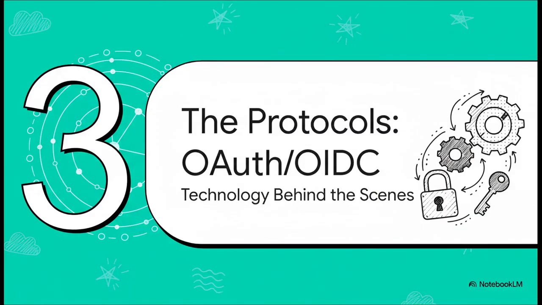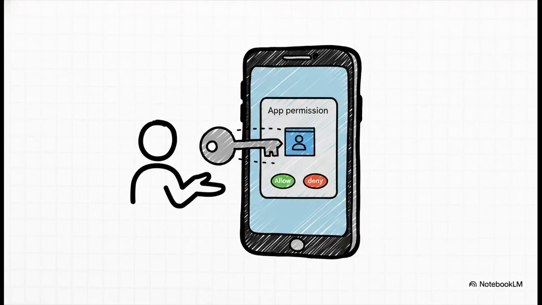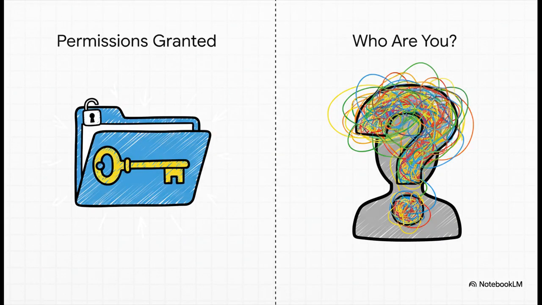So, how does all this work in the real world? Well, under the hood, there are two key protocols running the show, OAuth 2.0 and OpenID Connect, or as you'll see it, OIDC. Let's start with OAuth 2.0. I guarantee you have seen this a million times. It's that little pop-up where one app asks, hey, can we have permission to access your contacts? Or can we post to your social media feed? OAuth 2.0 is the industry standard for delegating access. It's all about authorization. But here's the catch.